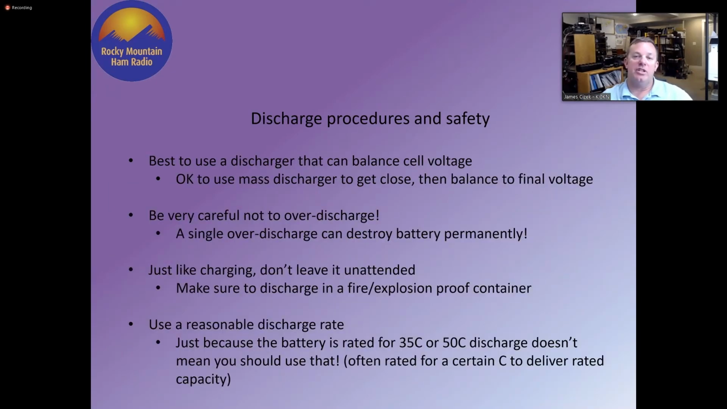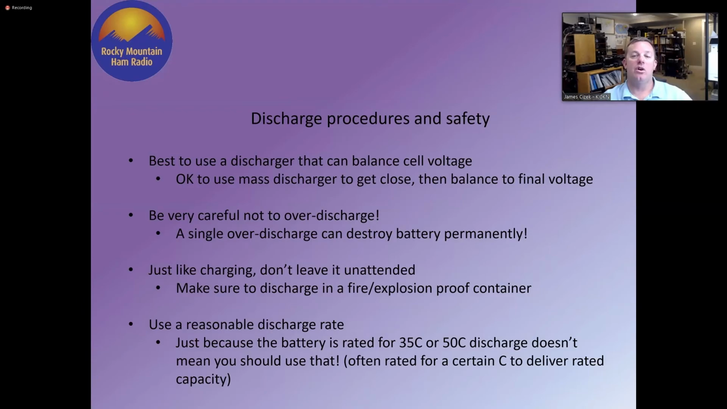Again, it's best to use a discharger that can balance the cell voltage. It's okay to mass discharge to get kind of close, but balance discharge to the final level if you can. Careful not to over discharge. If you run a lithium pack to dead zero one time, even a brand new pack, you can destroy it forever. So be very careful about trying to keep it in its usable range.